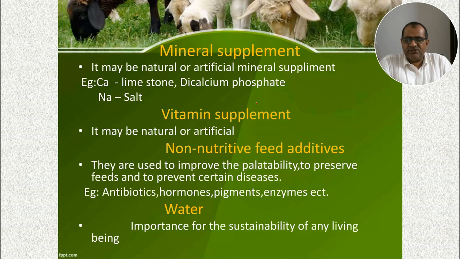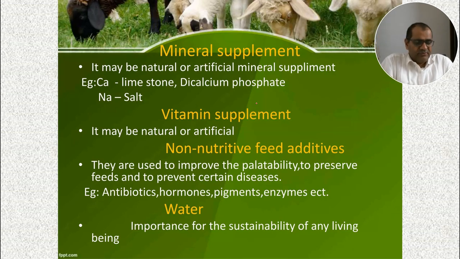Then vitamin supplements, which may be natural or artificial. Natural vitamins are always obtained from green grass and sometimes from concentrates, and some leguminous fodders also contain vitamin B1 to B6, sometimes vitamin B12, and sometimes vitamin A. The non-nutritive feed additives are used to improve the palatability of certain feed which is not palatable.